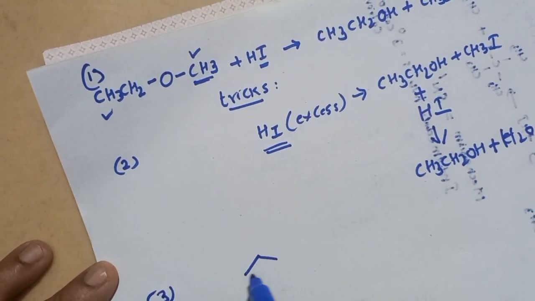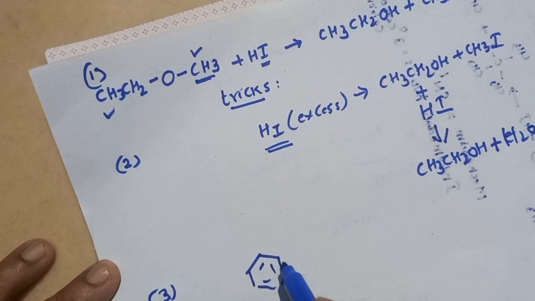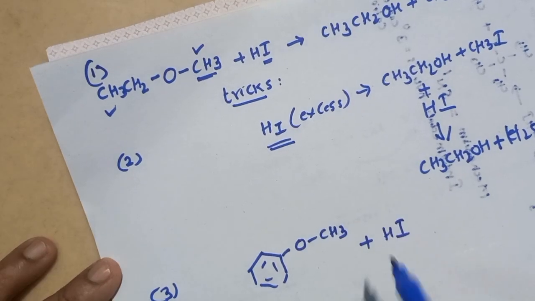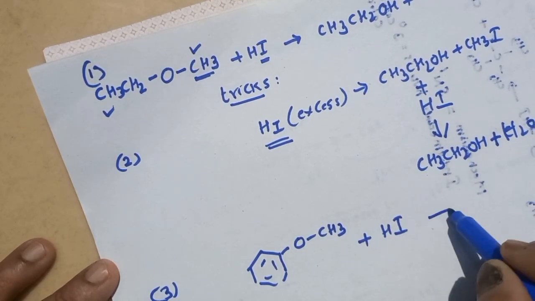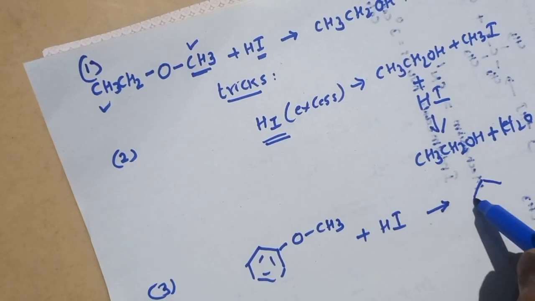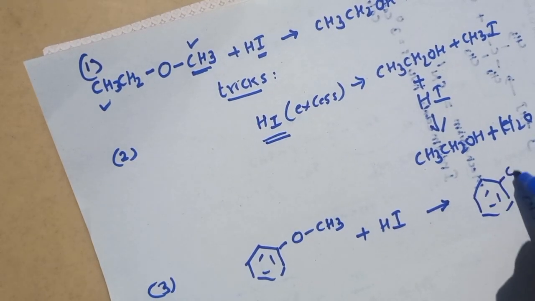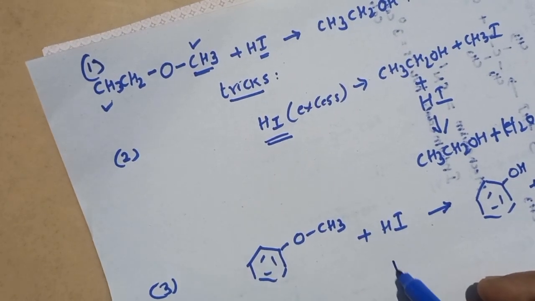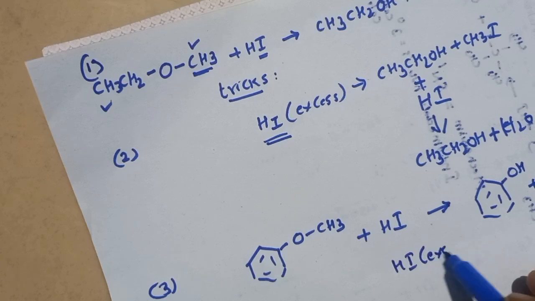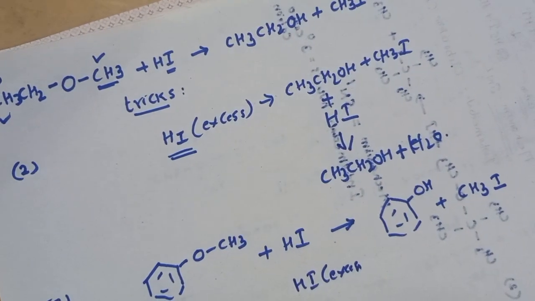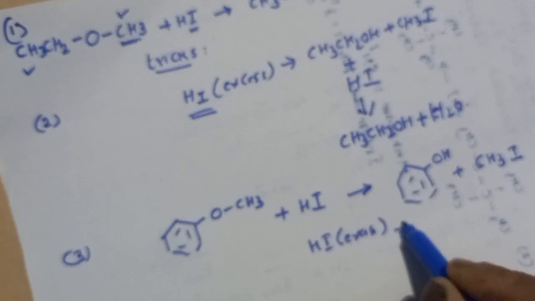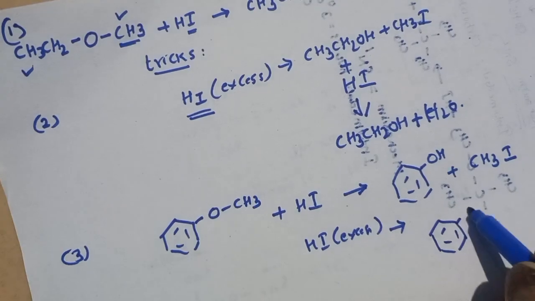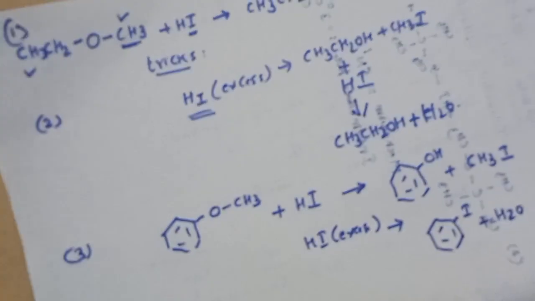If there is an aromatic ring present, also no problem. Here the same mechanism takes place, that is OCH3 plus HI. Already we have learnt about this in our previous sections, that here we get phenol, which is the best method of preparation, and methyl iodide. If excess HI is given, then we will get iodobenzene. We get iodobenzene plus a water molecule.